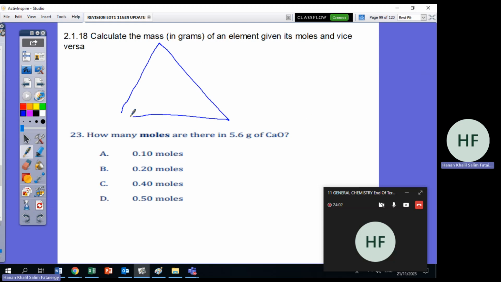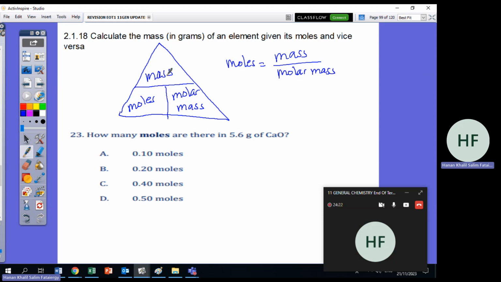I want you to memorize this triangle. This triangle has mass, moles, molar mass. Okay, now if I want to find the moles, moles is equal to mass over molar mass. If I want the mass, this is equal to moles times molar mass.